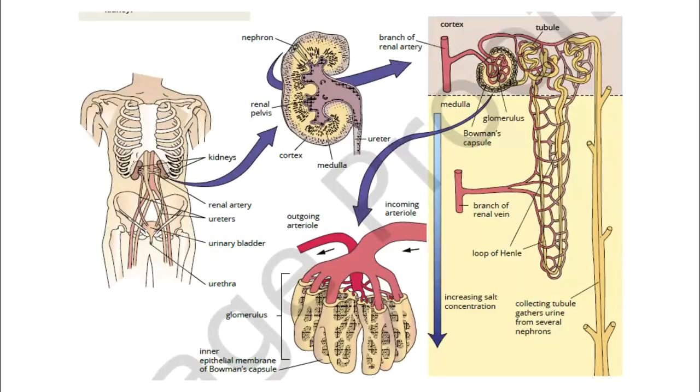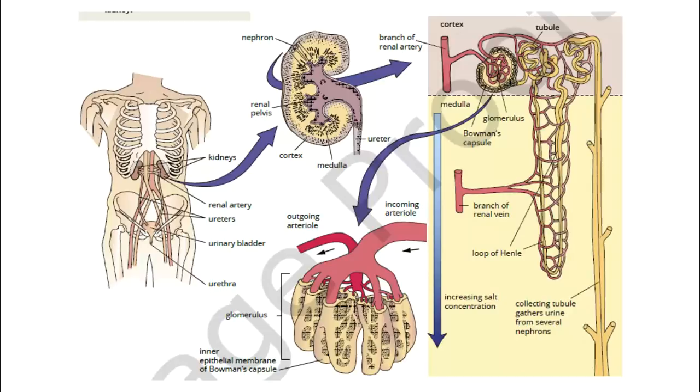So we can see here the structure of a kidney. The human body has two kidneys placed at the back, in the lower back section, and we can see that they are bean-shaped, and there are in fact two of them that are connected to the urinary system.